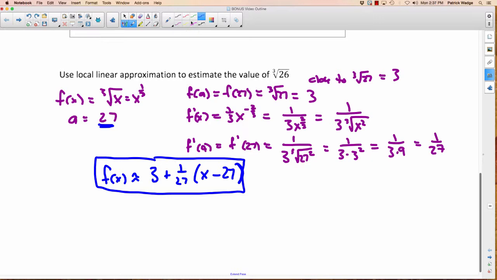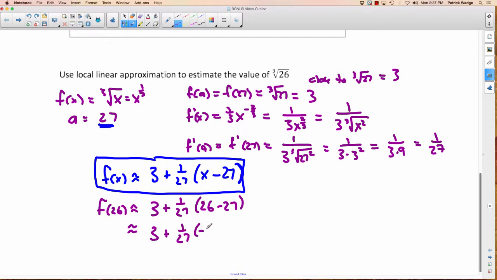All we have to do is figure out what is f of 26, and how we do that is we plug 26 into that x right there. So you can get 3 plus 1 over 27, 26 minus 27, that's the same as 3 plus 1 over 27 times negative 1, which is the same as 3 take away 1 over 27, which equals, or I guess I should still say is approximately equal to, 2 and 26/27.